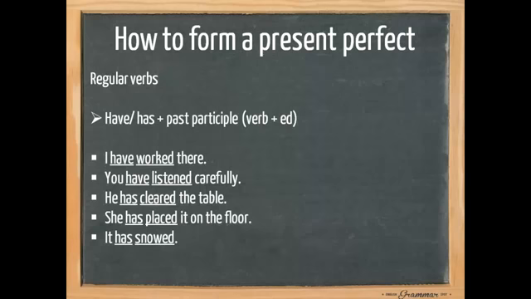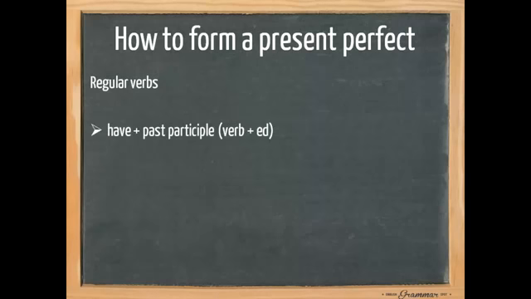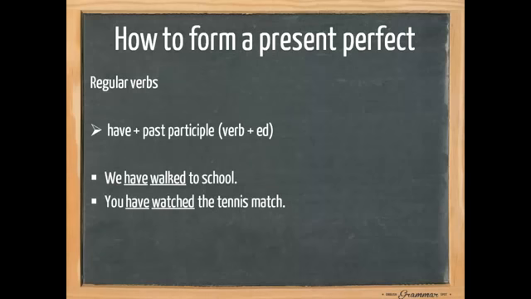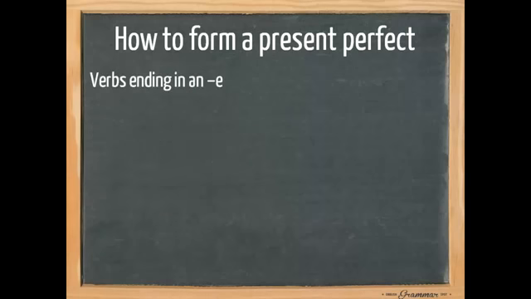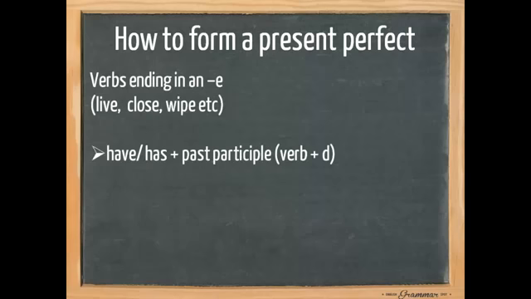It has snowed. For the plural forms, we have walked to school. You have watched the tennis match. They have marked the tests. Now we need to pay extra attention to verbs that end in an E, such as live, close and wipe. For these verbs, we use the auxiliary verb to have and the past participle, but the past participle is made by simply adding a D to the verb.